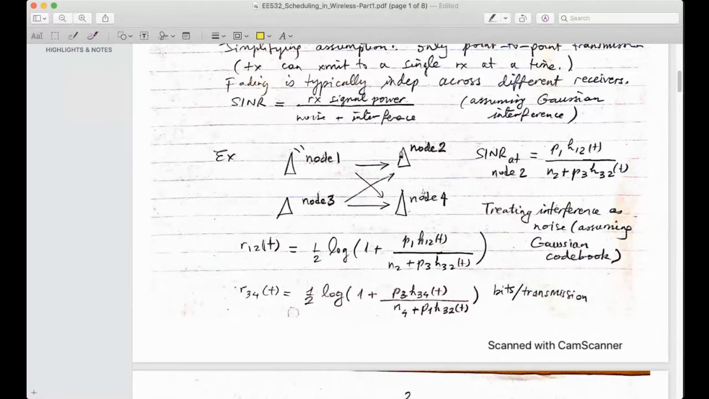Okay, so basically, we know from information theory that if we treat interference as noise and everything is Gaussian, the rates achieved are R12 and R34 in this form, 1/2 log(1 plus SINR), basically. So the two nodes are able to achieve these two rates, R12(t) and R34(t). Okay, so this is one model that we'll use.